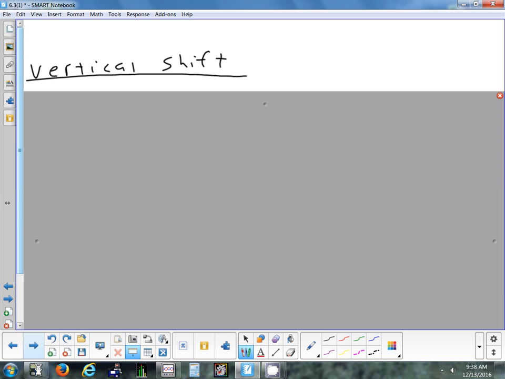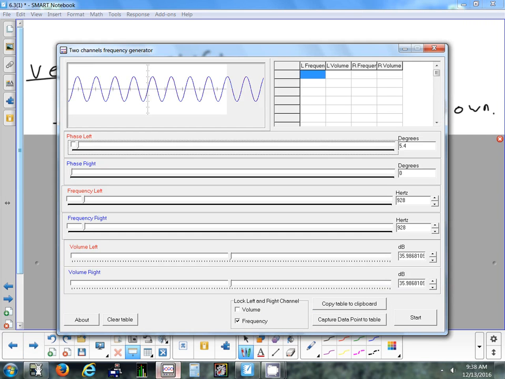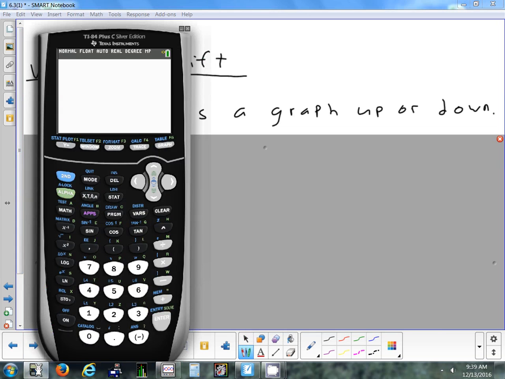Okay, the last one we'll look at today is a vertical shift. And the arithmetic for a vertical shift is super easy, extremely easy. What a vertical shift is going to do is move a graph up or down. As far as a connection with sound, I can't demonstrate it. There's nothing here that lets me just take a graph and shift it up or down in terms of the sound frequency. But I can show it to you on this. Sine of x. Sine of x plus 2.